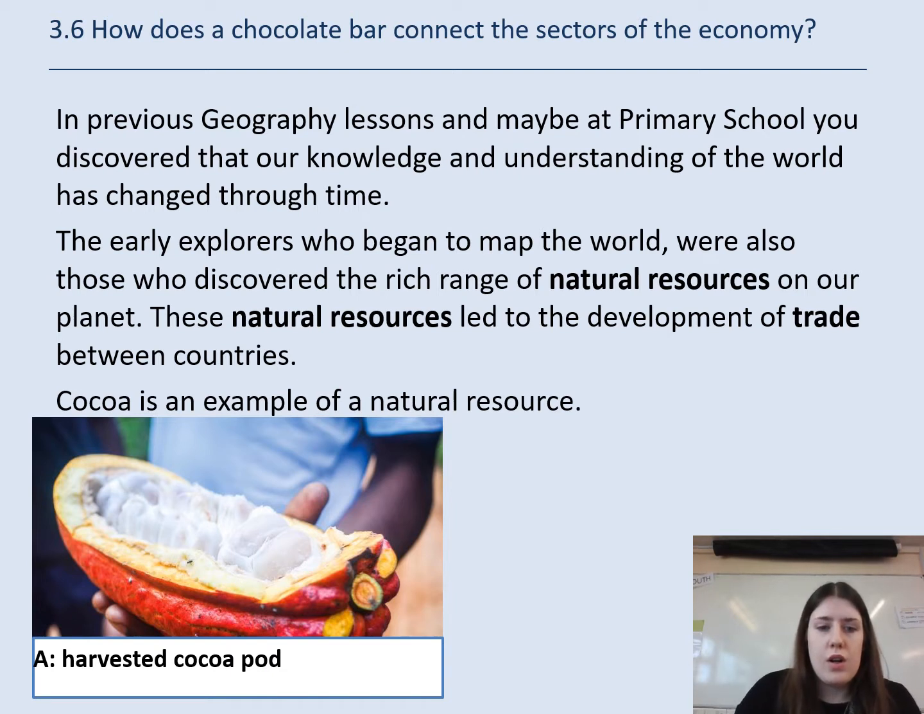Looking at this, in previous geography lessons and maybe at primary school, you discovered that our knowledge and understanding of the world has changed through time. The early explorers who began to map the world were also those who discovered the rich range of natural resources on our planet. These natural resources led to the development of trade between countries. Cocoa is an example of a natural resource, and again there's that picture showing the cocoa pod at the start before it's processed into chocolate. And going to the next slide.